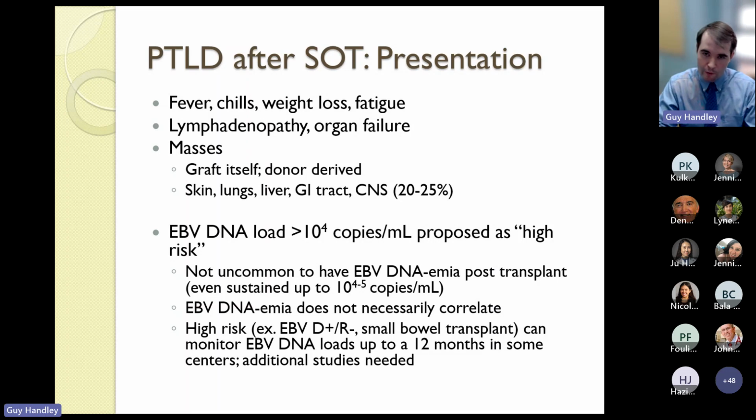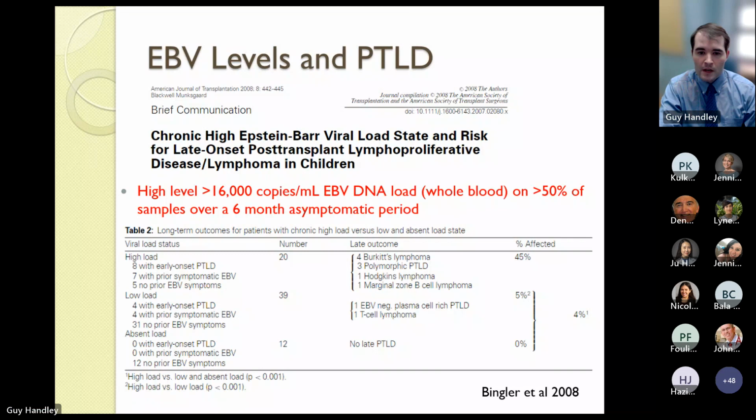For a while, we were trying to find how to interpret the viral load. So 10 to the 4th was proposed as high risk. But especially in some of our high-risk patients and small bowel transplants, you can have sustained levels that high for months and not go on to develop PTLD. So it's hard to establish a threshold. And we do need a lot of future research and standardization of these assays to figure out who would benefit from an intervention.